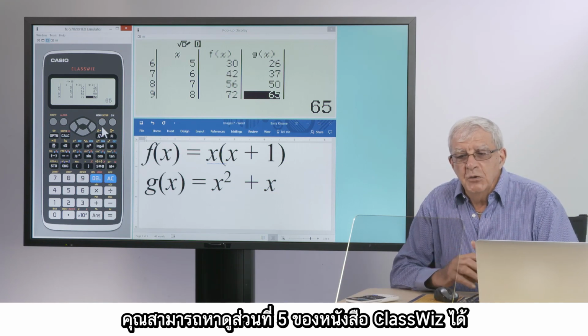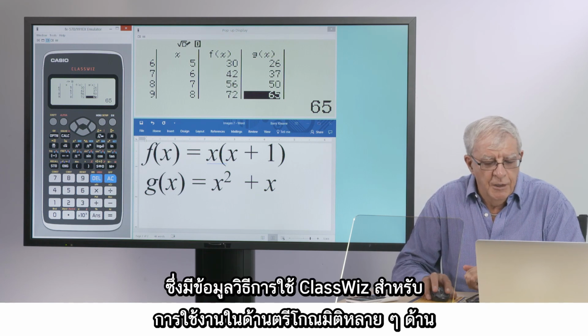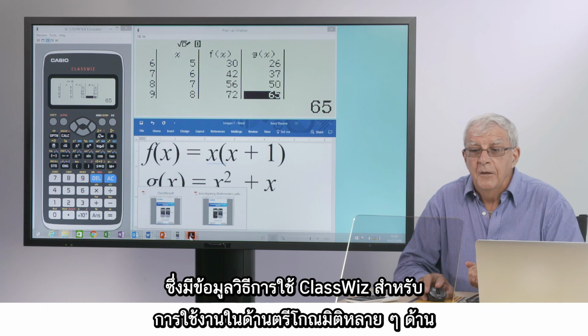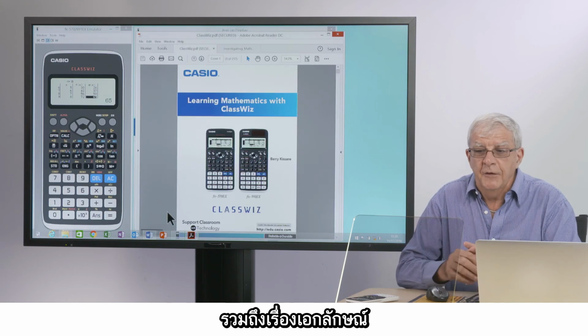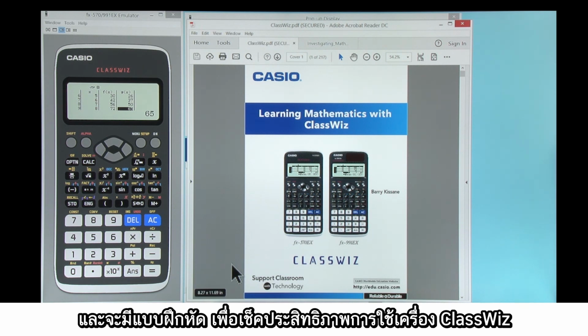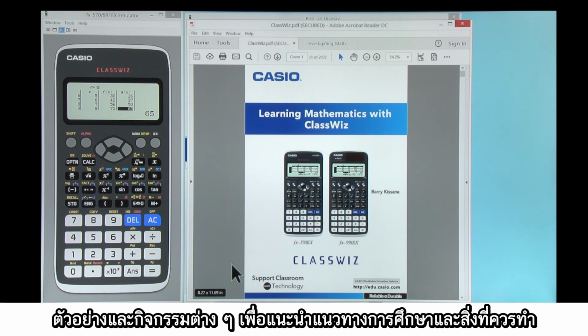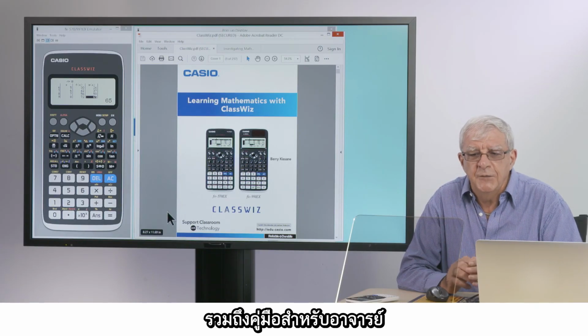So you will find Module 5 of the ClassWiz book also contains information on how ClassWiz can be used with various aspects of trigonometry, including the place of identities, as well as detailed explanatory text which can be copied for students as well as teachers. The module includes some exercises to check efficient ClassWiz use, some examples of activities to suggest educationally valuable things to do, and some guidance for teachers.